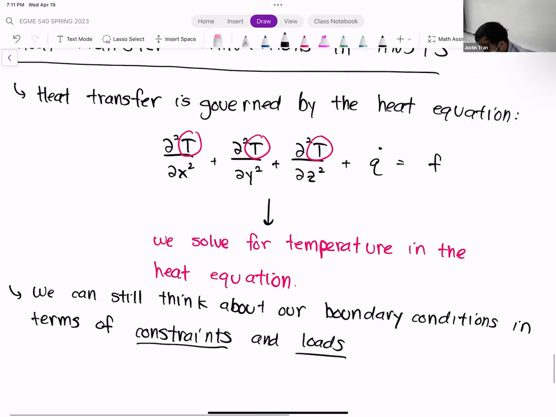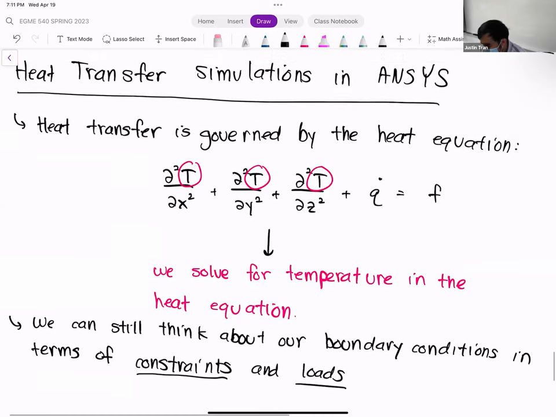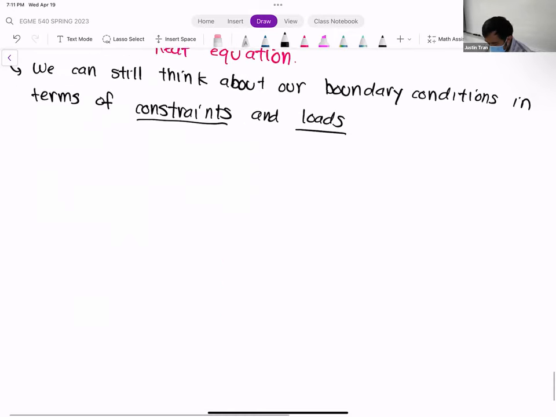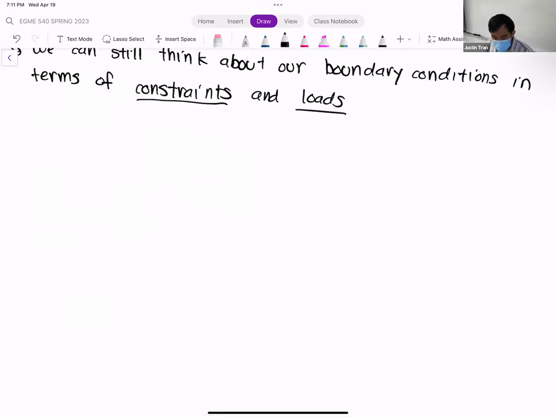Okay. So that's just the introduction of what heat transfer is. Are there any questions on this so far? Okay. All right, so let's jump right in. Let's talk about how we actually set up these kinds of simulations in ANSYS. So let's talk about geometry, connections, and mesh.